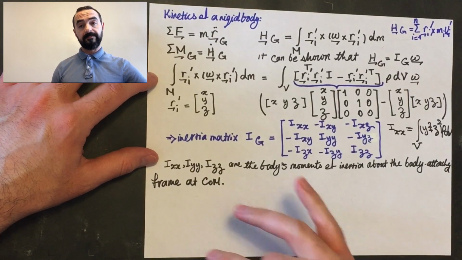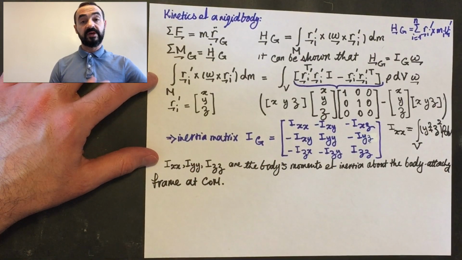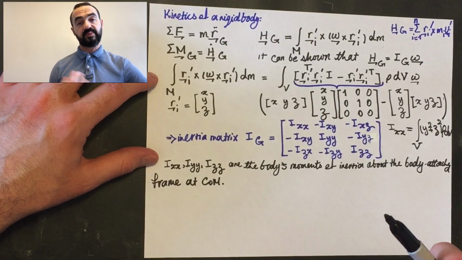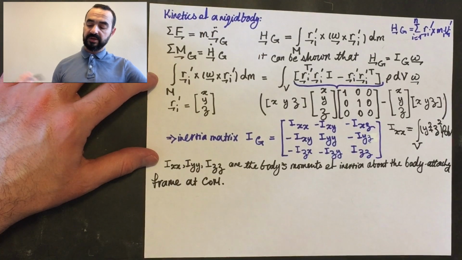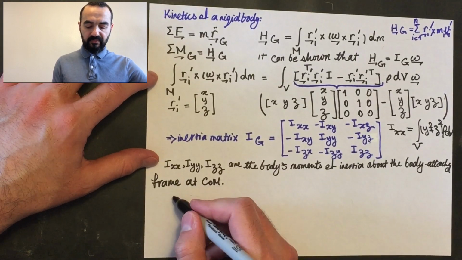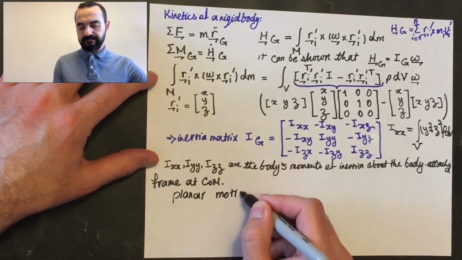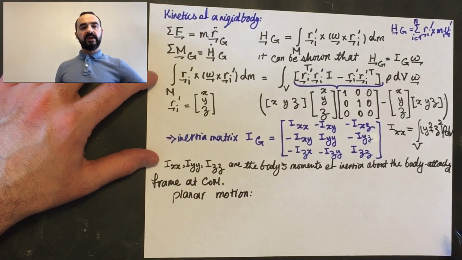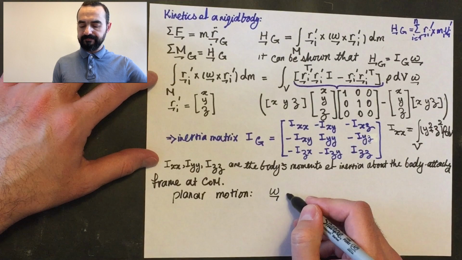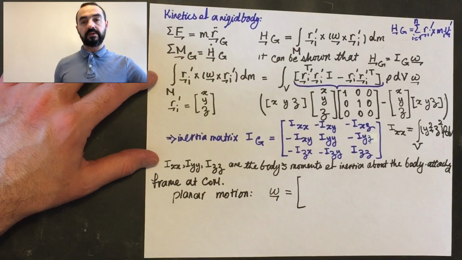And as long as this mass distribution is fixed, and you keep your reference frame attached to your center of mass fixed, pay very close attention, this description depends on that frame. The mass moment of inertia does not change. Now, for our special case, because what we are interested in this course is planar motion, what happens? If I have planar motion, our omega is only going to be equal to what?